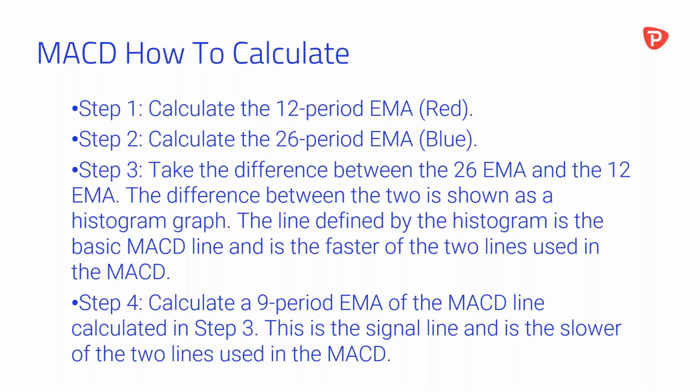Now, why this is important is because when the histogram is getting bigger, it means that the 12 EMA is actually getting further and further apart from the 26 EMA. And that's telling us that the market momentum or market speed is increasing quite quickly, okay?